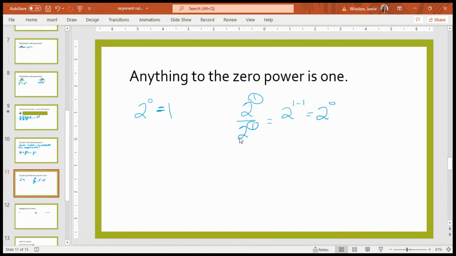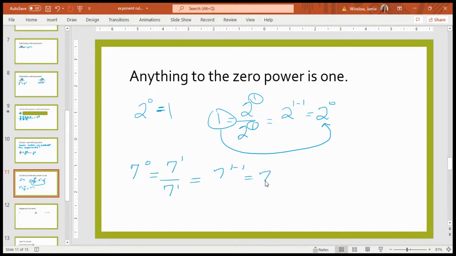But hey, look, what is 2 over 2? It's just 1. So anything to the 0 power is always 1. We could do anything. 7 to the 0 power is the same as writing 7 to the 1 over 7 to the 1 because of our division rule. 1 minus 1 is 0, but also 7 over 7 is 1.